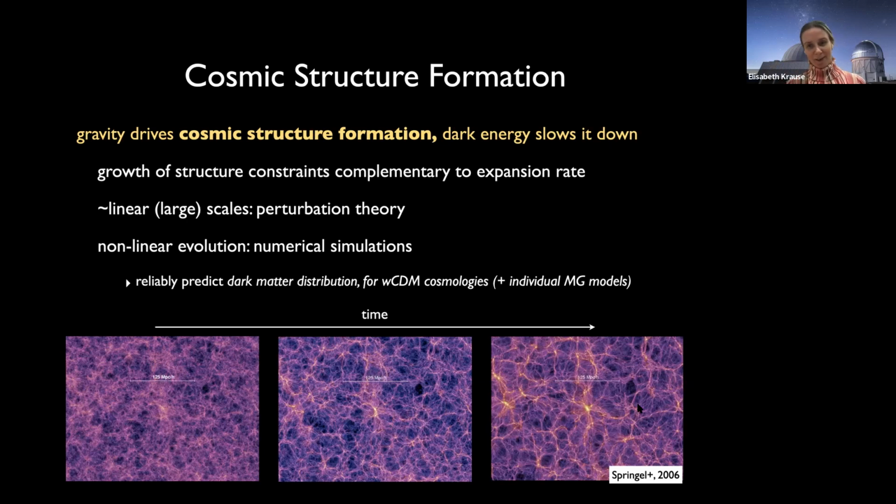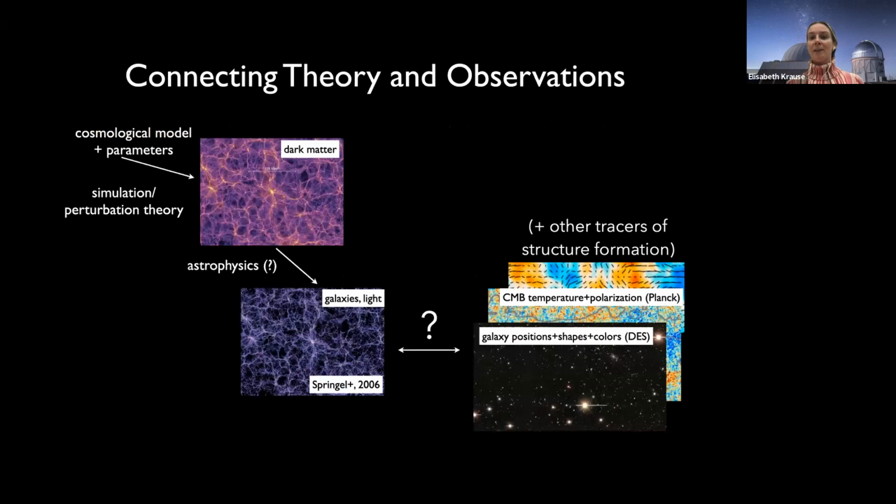So, of course, you've all seen movies of this formation of cosmic filaments. The problem, though, is that, of course, the dark matter distribution is not directly observable. Instead, we have to turn to different traces of structure formation. So we will observe galaxy positions and shapes and colors, CMB temperature and polarization, and probably many other wavelengths.